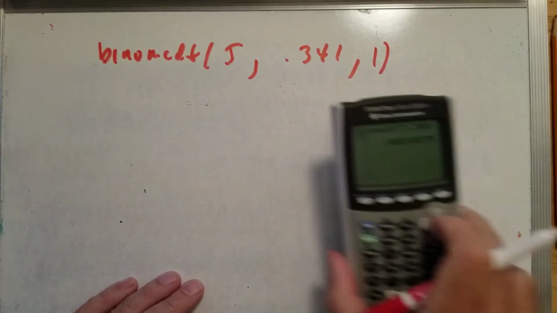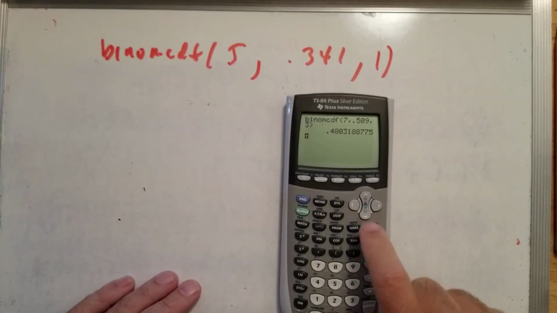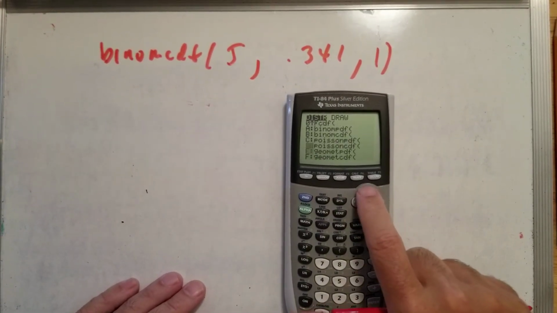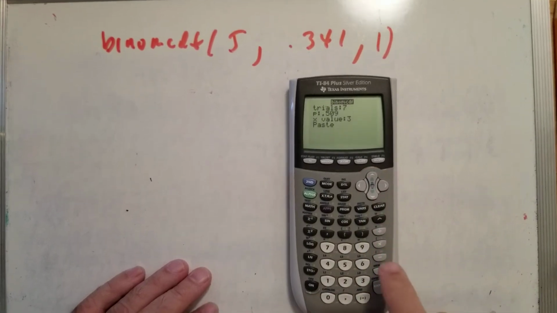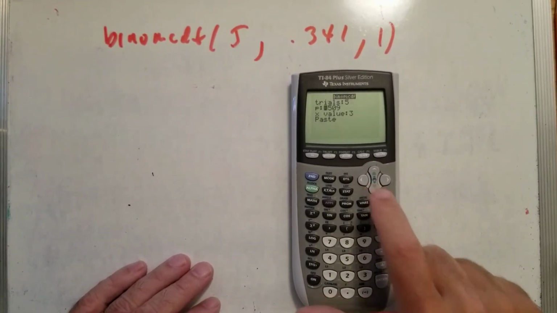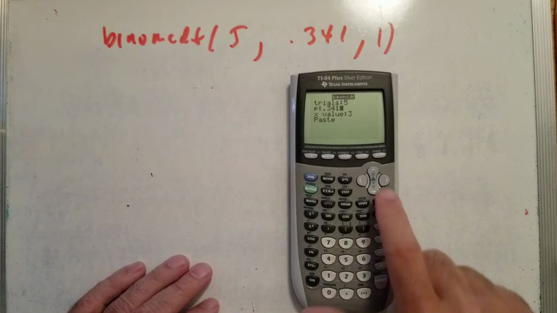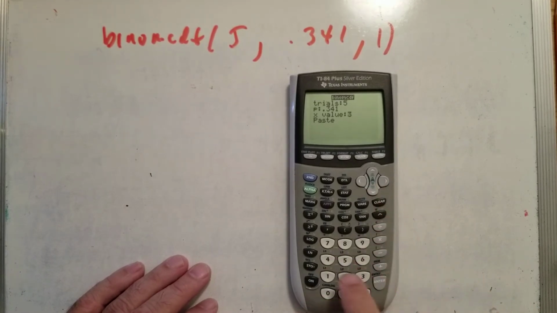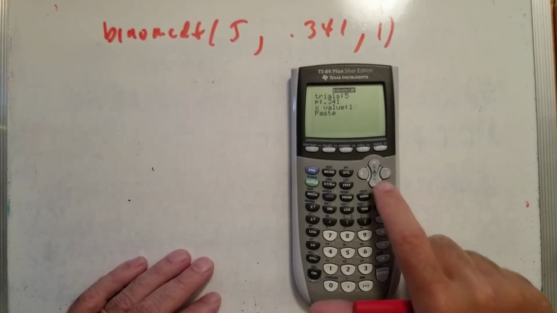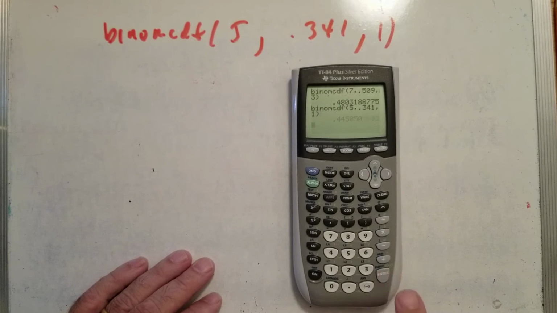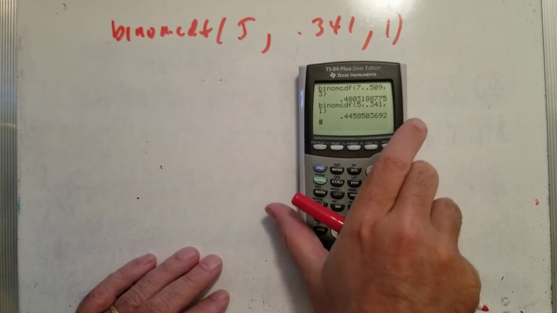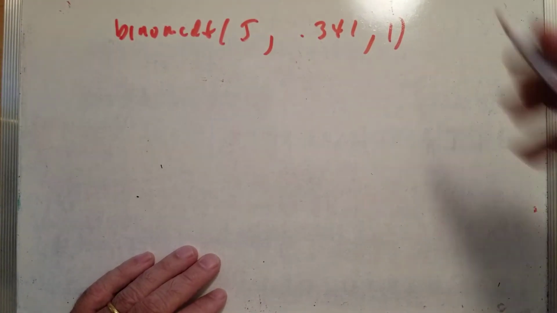And on the calculator, that comes out binom CDF 5 trials, 0.341, and we want to accumulate 0 and 1, so I'm putting a 1 there. And I get a result of about 0.446 to 3 decimal places.